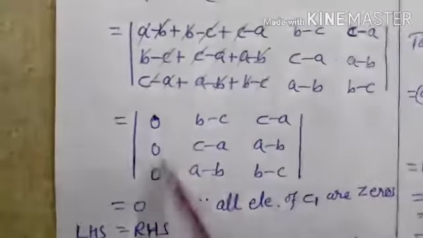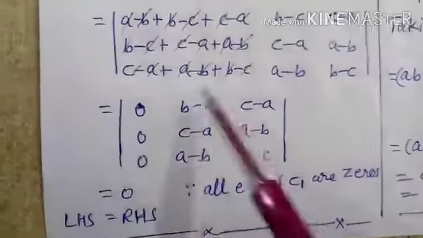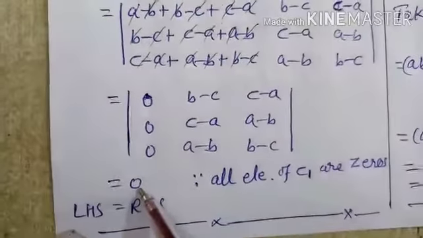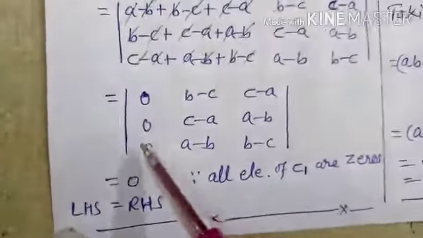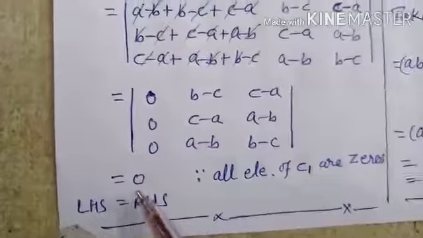If all the elements of any one row or any one column are zeros, then the value of the determinant itself is 0. When we expand along the first column, all elements are 0, so the value of the determinant is 0.